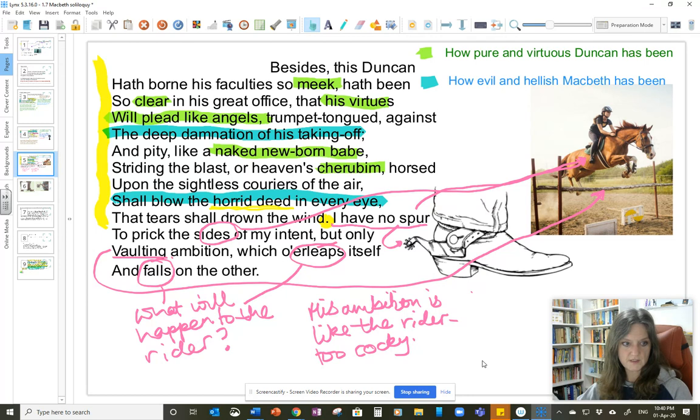He does have too much ambition, and he does overstretch himself. He doesn't find satisfaction in being the king. He doesn't enjoy those things that kingship brings him. It just brings him depression, sleepless nights, guilt, terrible mental health troubles. He was too cocky. He didn't need to be king. He wasn't ready to be king, and he does fall.